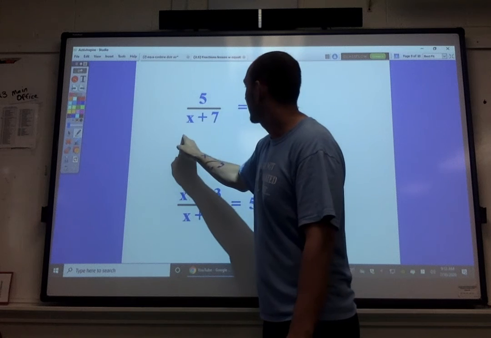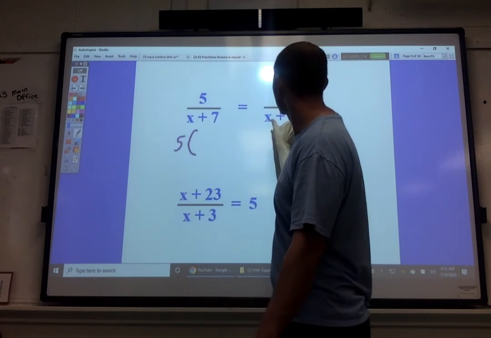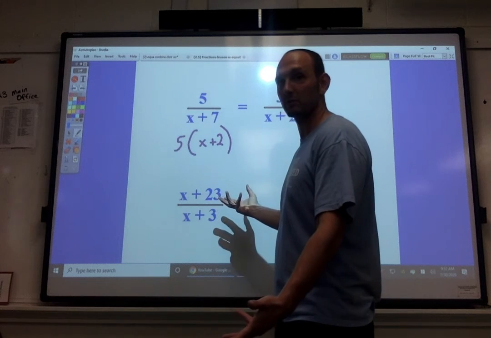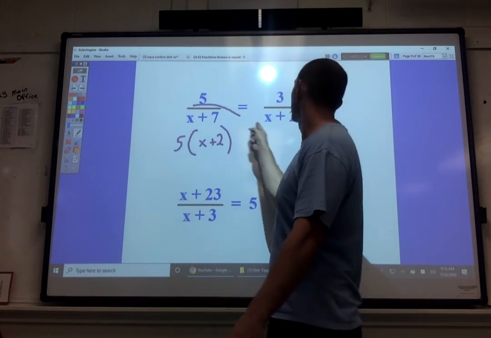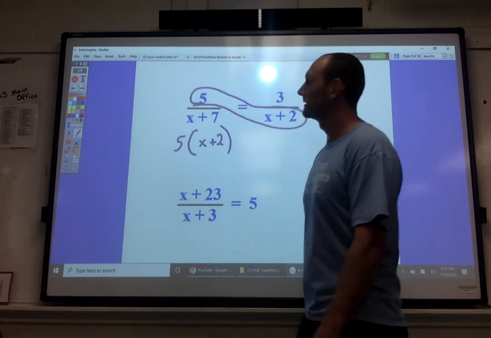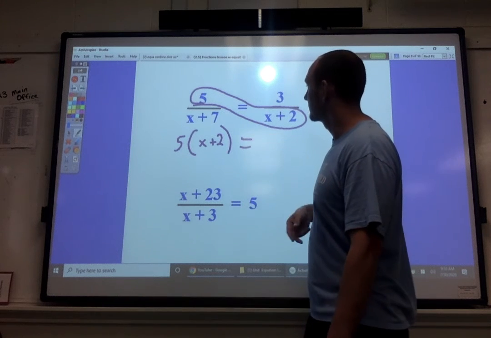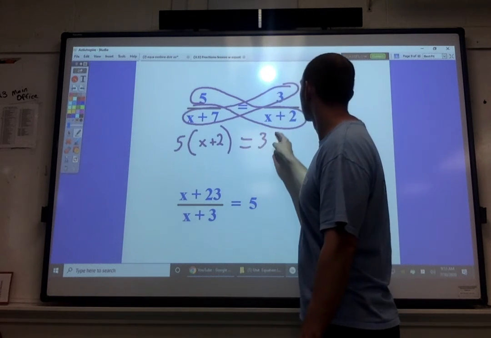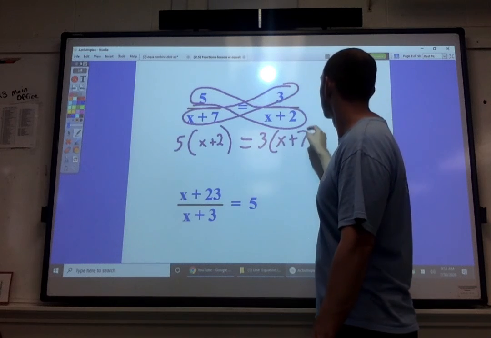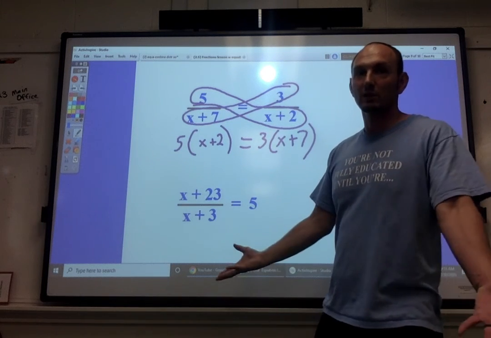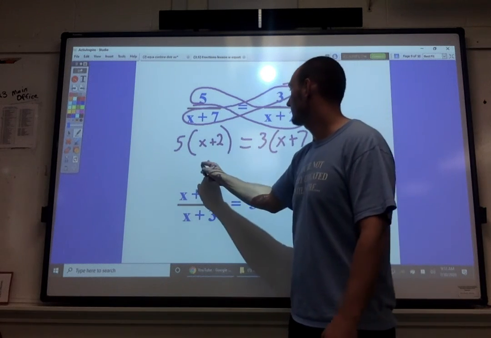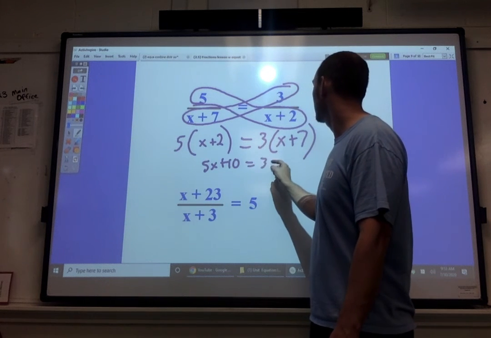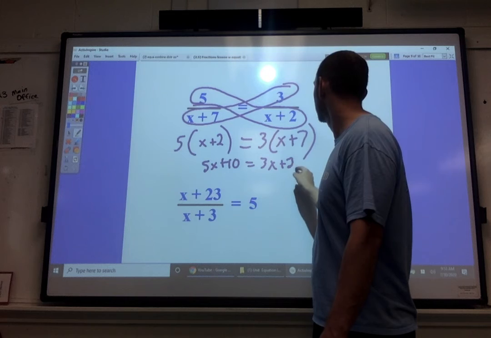We're going to say 5 times this, x plus 2, because that's what they said. I could take these and do that little butterfly method. And it should be equal to 3 times x plus 7. So now, checklist. Distributive property. 5x plus 10 equals 3x plus 21.